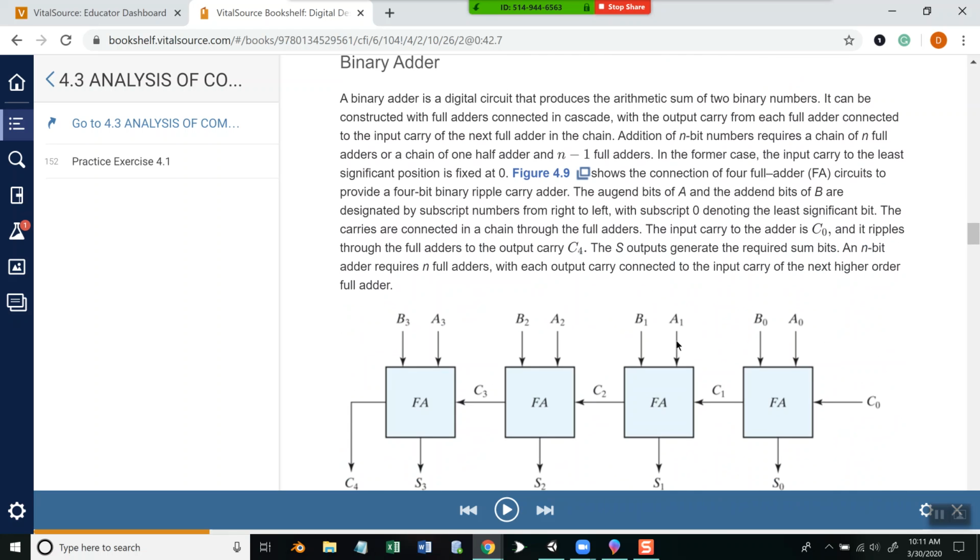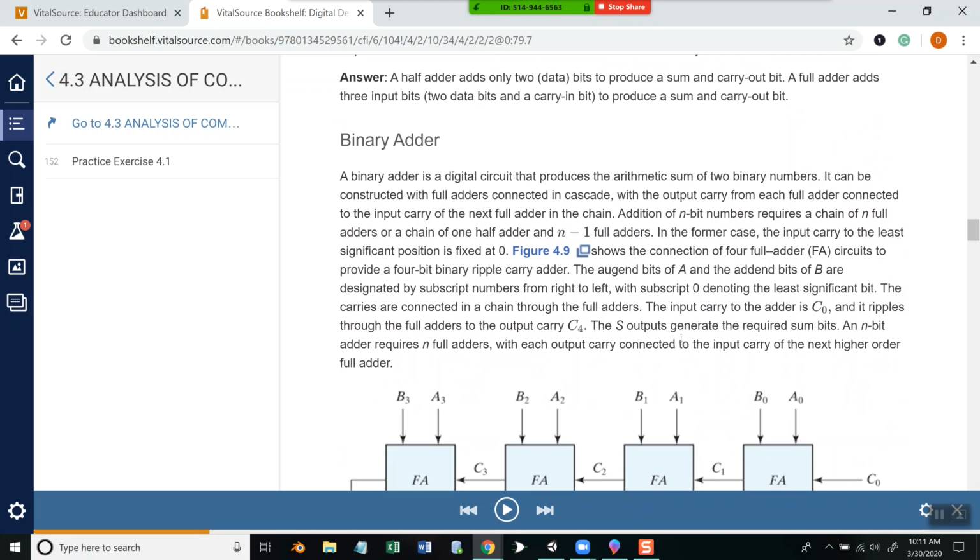Okay. Now binary adder. The idea here is that you could have many digits. Not just two, not just three. A binary adder is a digital circuit that produces an arithmetic sum of two binary numbers. It can be structured with full adders connected in cascade, with the output carry from each full adder connected to the input carry of the next full adder in the chain.